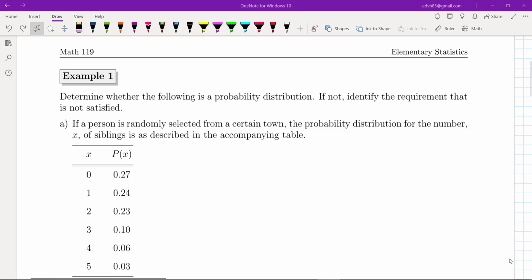All right, so a couple of examples on determining whether a given distribution describes a probability distribution. So number one, recall that number one, each value lies between 0 and 1.